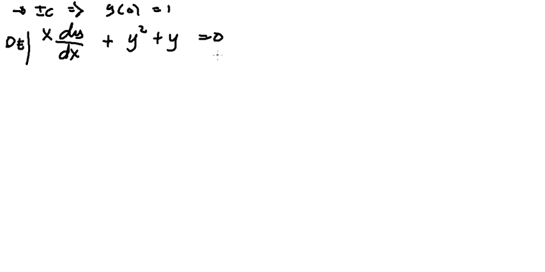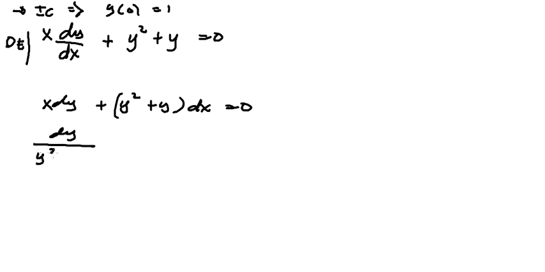Okay, so separating the variables, we get x dy + (y² + y) dx = 0. Then dy/(y² + y) + dx/x = 0. From here, you can easily see that we have a separable equation, with terms of y and terms of x. After this, we may now integrate both sides.